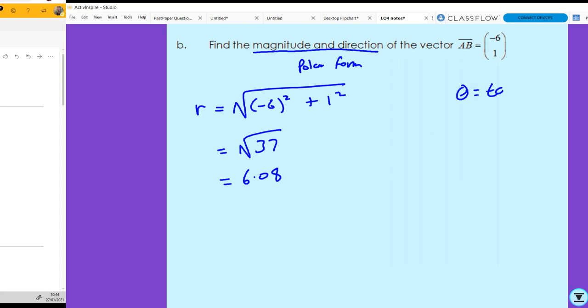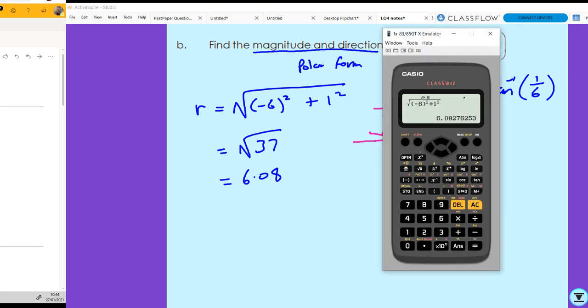To get the angle, it's the inverse tan of which component first in your fraction? Y over x, but don't use your negative. We need a sketch to work out if we are positive or negative, acute or obtuse. So a quick sketch here will tell us to go back for 6 in the x direction, up for 1 in the y. So our angle is positive and it's obtuse.